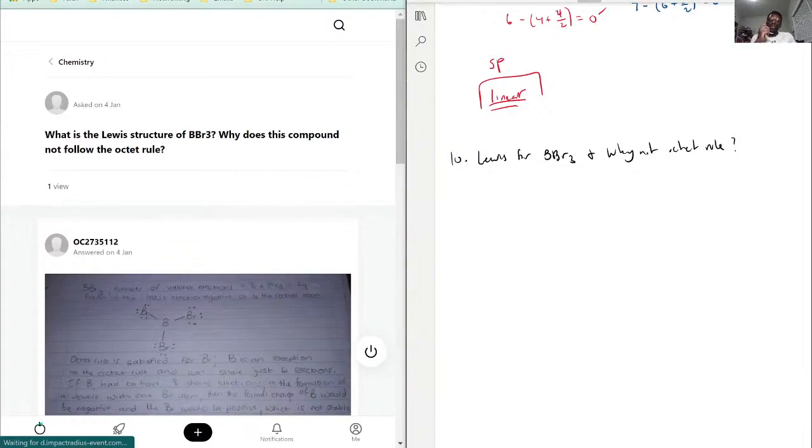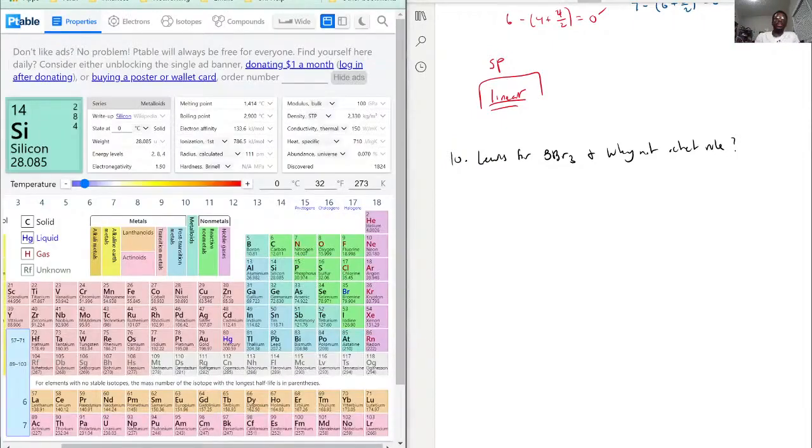So first you have to figure out how many electrons each element contributes. Boron is in column 13, so that's 3 electrons, and bromine is in column 17, and that's 7 electrons. So we have 7 times 3 because there are 3 bromines, so that's 21, plus the boron, so that's 24 electrons total, okay?